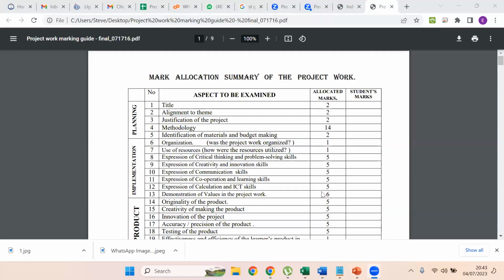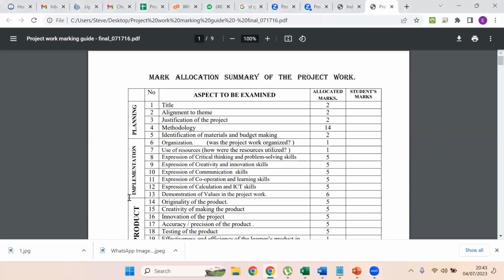However, to top up on my colleague's presentation, I would like to emphasize that these projects are done by our students, and the teacher's role is basically to sit back and observe. Observe, because if you observe, you're going to make the whole marking process easier for you. If you do not observe, you're going to face challenges. We shall see them in our marking guide, because they'll be asking crucial questions.